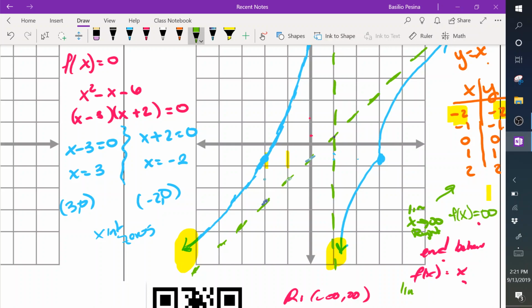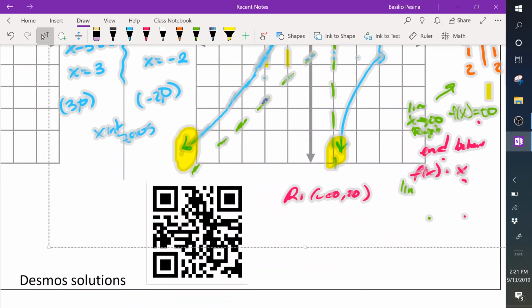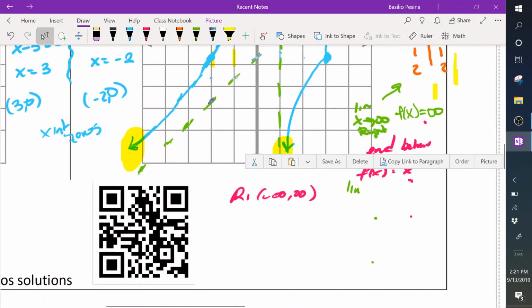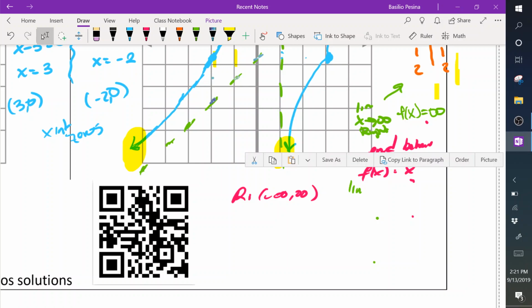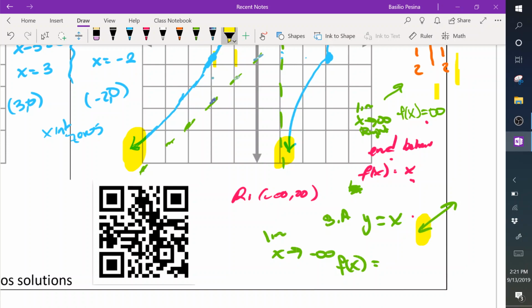Now the limit, can I zoom at least? Okay, I'm struggling here, guys. Considering the slant asymptote is y equals x, it is a linear function like this. So as x goes to negative infinity, what do my y's do? As I go to the left, they're going down, down, down, all the way to negative infinity.